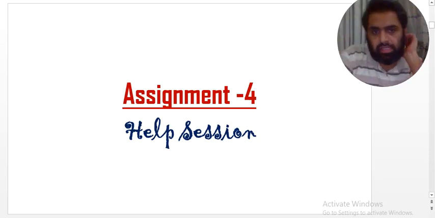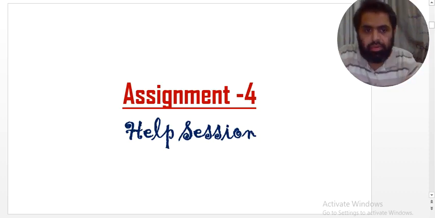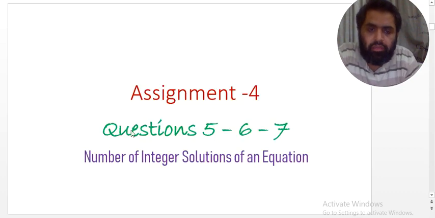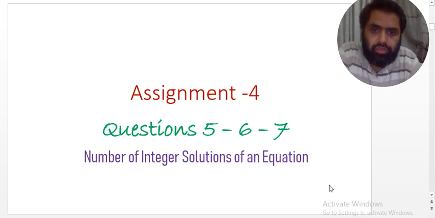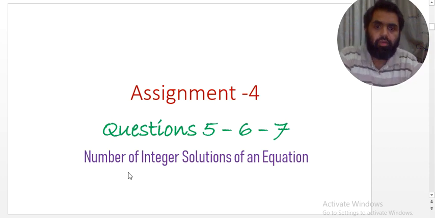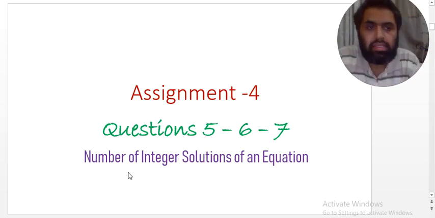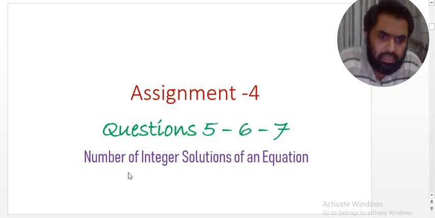So let's start our discussion with assignment 4. First, we are going to start with questions number 5, 6 and 7, in which we have to find the number of non-negative integer solutions of an equation. This we have discussed in detail in class.